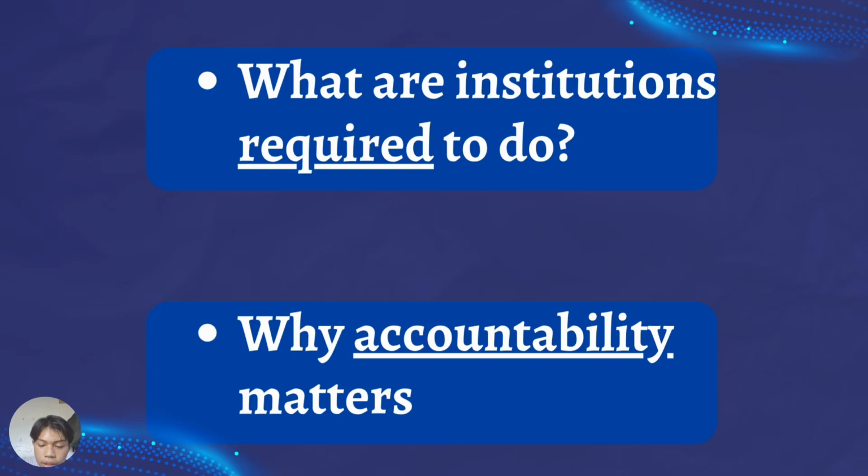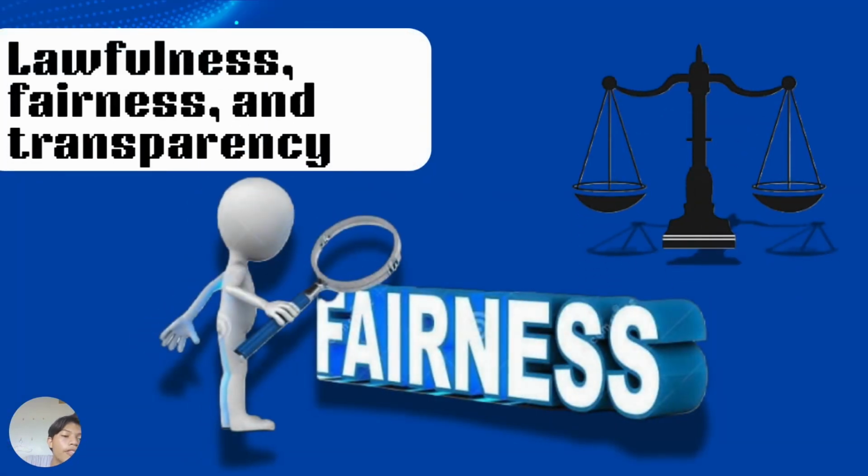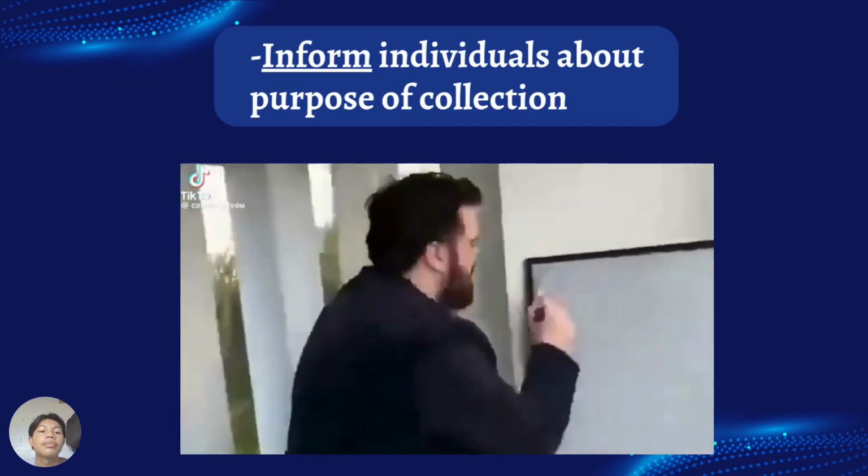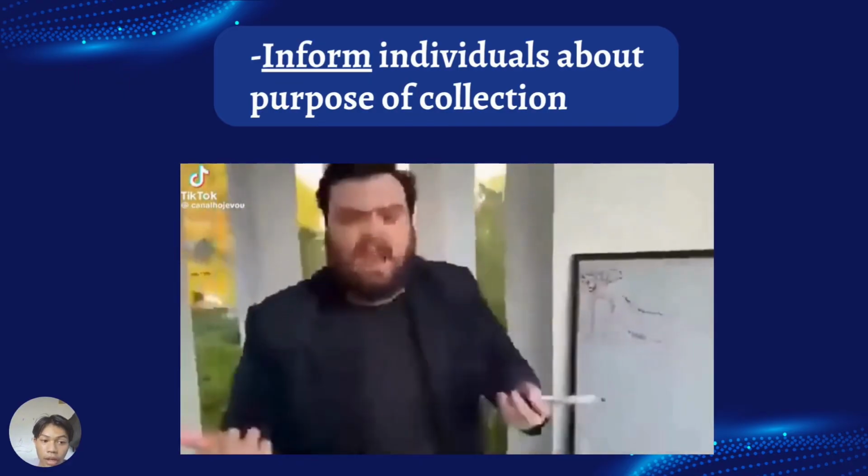First and foremost, what are institutions required to do? Of course, lawfulness, fairness, and transparency. First, institutions are required to collect data legally with consent. As institutions, it is their job to let people know that prior to the collecting of the data, it should be agreed by both of them, the citizen and the institution. Next is to inform individuals about the purpose of collection, of course.